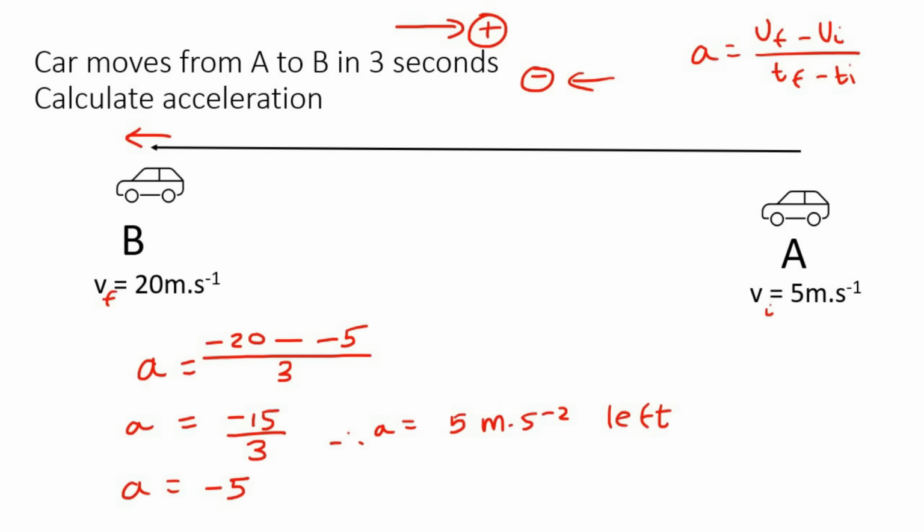It's not true. All that you do to see if the vehicle is speeding up or slowing down is you look at the direction of the movement, which is to the left, and you look at the acceleration. It's also to the left. If those two are going in the same direction, the vehicle is speeding up. If those two are going in opposite directions, the vehicle is slowing down.